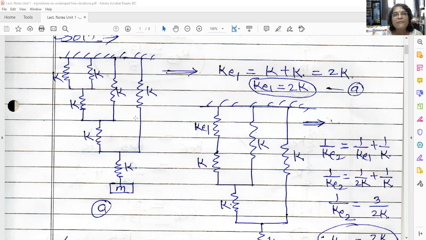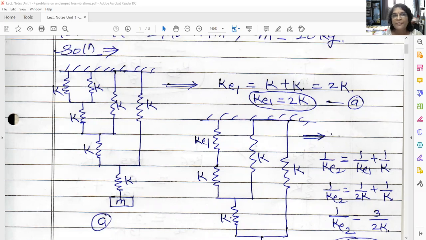See, we have to start from here. This is spring K and this is spring K. So these two springs are connected in parallel. So if two springs are connected in parallel, their equivalent stiffness will be found out by just adding those two stiffnesses. So this is our first step. So Ke1 is equal to K plus K, that is equal to 2K. So Ke1 is equal to 2K.